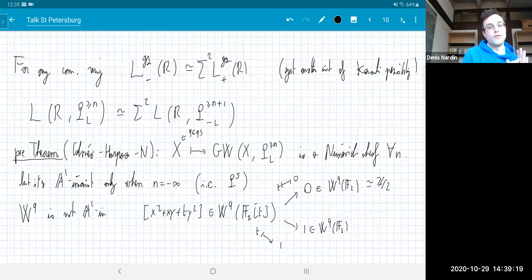And essentially for n greater than minus infinity, there is some very negative L-theory group, which is WQ of your thing. So that kills the A1 invariance. For n equals minus infinity, you're pushing away WQ at infinity and it never happens. And in fact, it is A1 invariant.